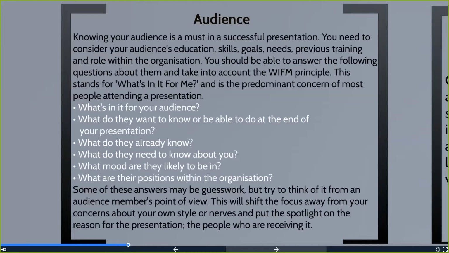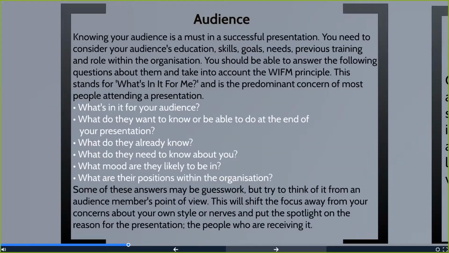So, what's in it for your audience? What do they want to know or be able to do at the end of your presentation? What do they already know? What do they need to know about you? What mood are they most likely going to be in? And what are their positions within the organisation? And it's amazing how much those questions can affect the success of your presentations.